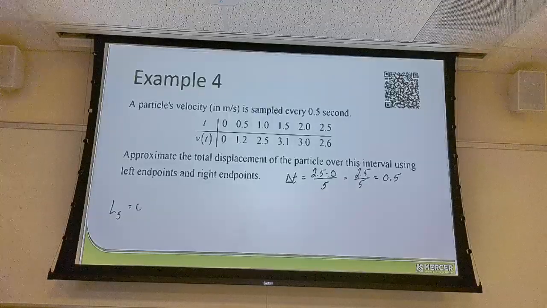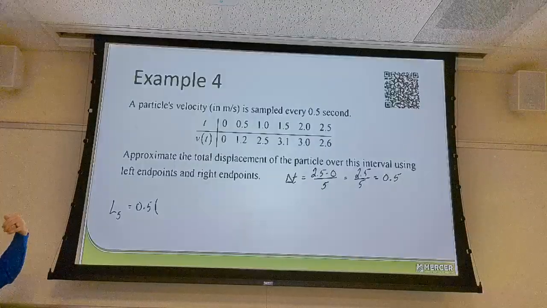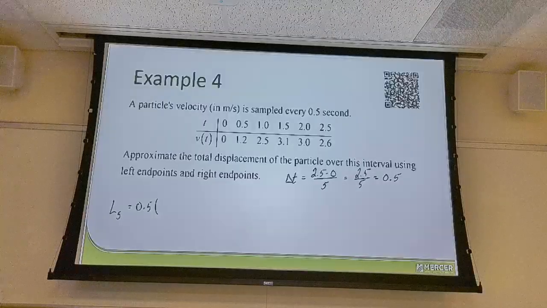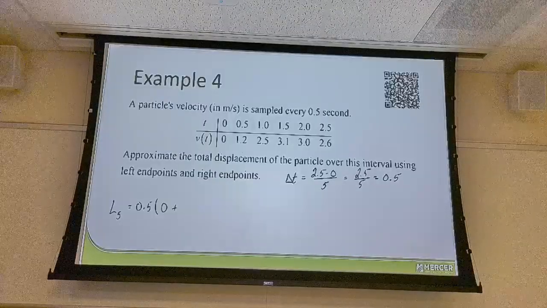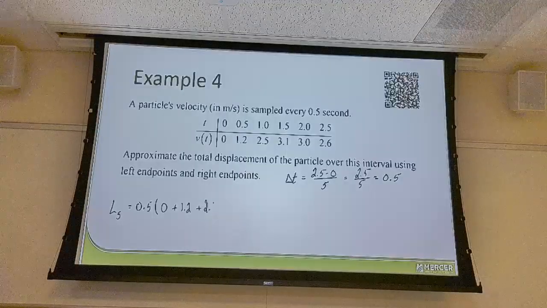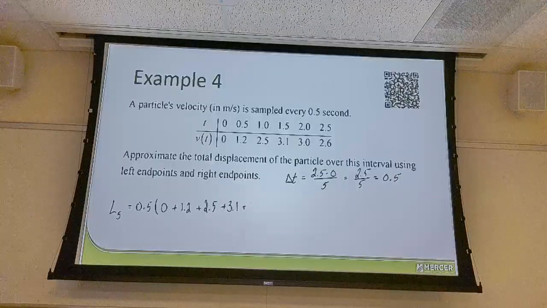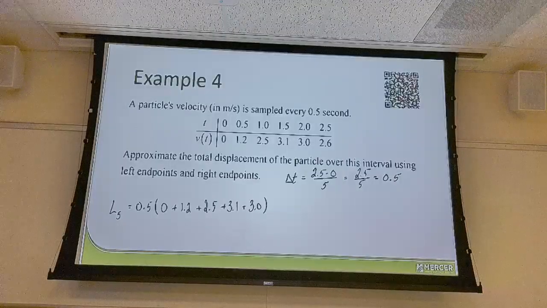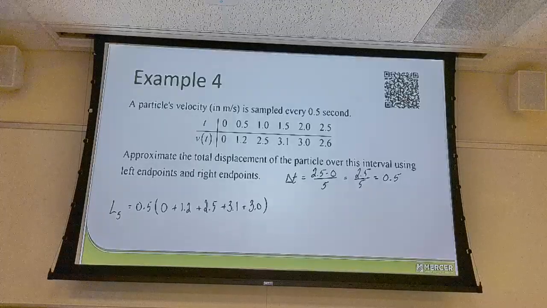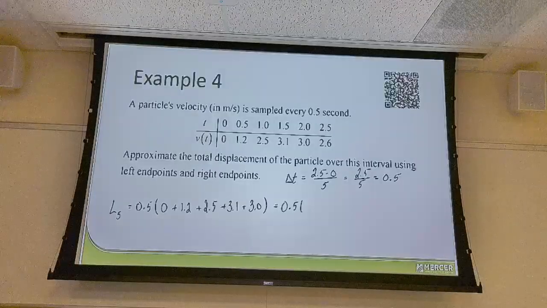There'll be the delta t times the sum of the values using left endpoints. Right, so it'll be v of 0 plus v of 0.5 plus v of 1 plus v of 1.5 plus v of 2.0. Right? Well, let's just take that sum.